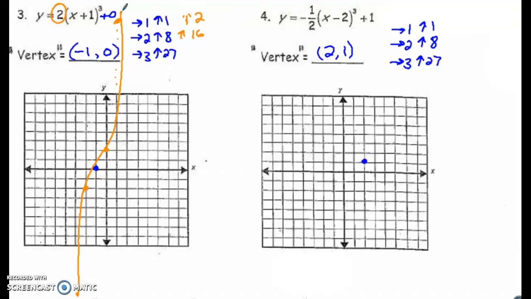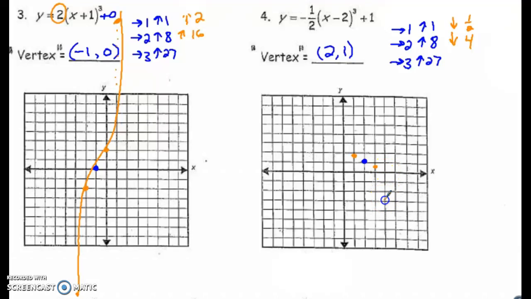Over here, I have my 2, 1 for my vertex right there. And this is what we remember. So now I have to multiply this by a half, which would be down a half. So I go over 1 and down a half, up 1, over 1 and up a half. Again, this is going to be a funny shaped S. Half of 8, multiplied by negative 1/2 times 8, would be down 4. So over 2, down 4.